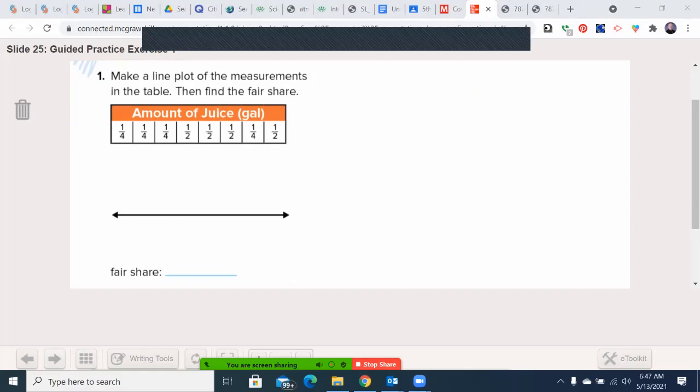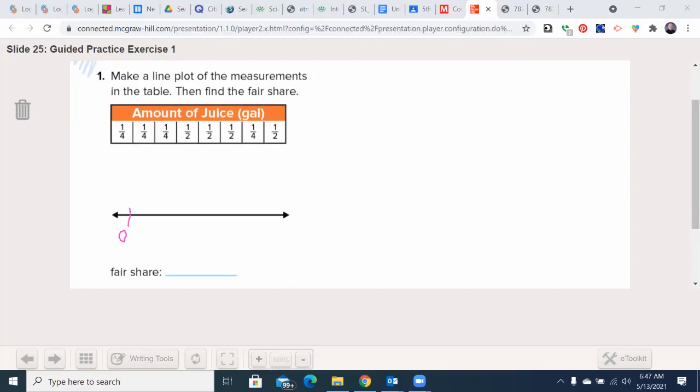So what do we want to have on our line? We want to have 0. Nothing's over 1, so let's put a 1 here. And we have quarters and halves. So let's put a quarter. Let's put a half. And let's put 3/4, even though we're not going to use it. So I have a quarter, another quarter, another quarter. Then I have 3 straight 1/2s. Another quarter and a half.